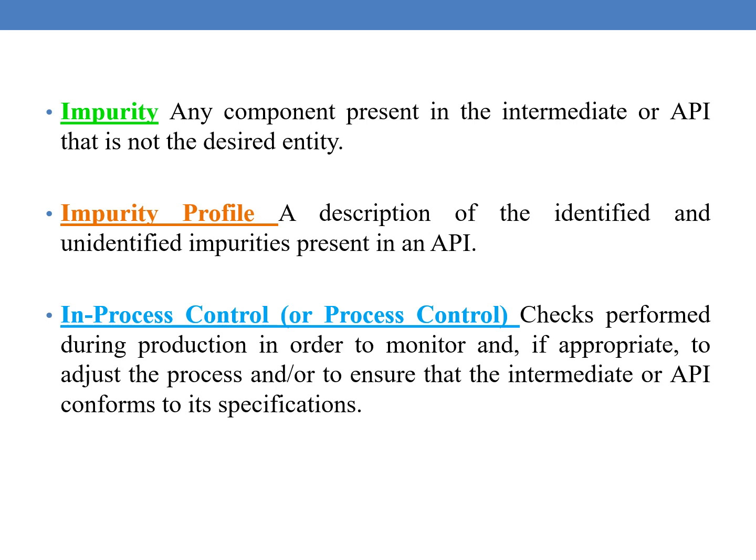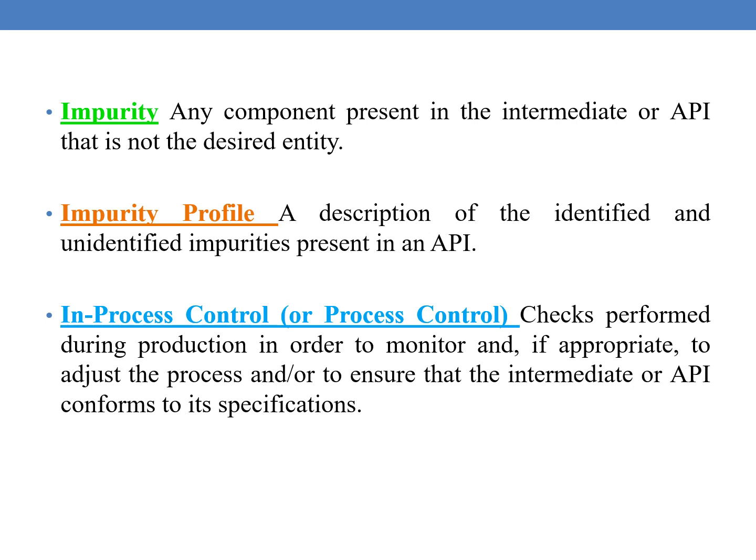What is impurity? Any component present in the intermediate or API that is not desired entity. Any undesired entity is considered as impurity. What is impurity profile? A description of the identified and unidentified impurities present in the API.